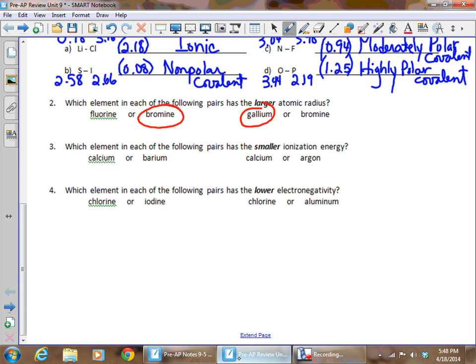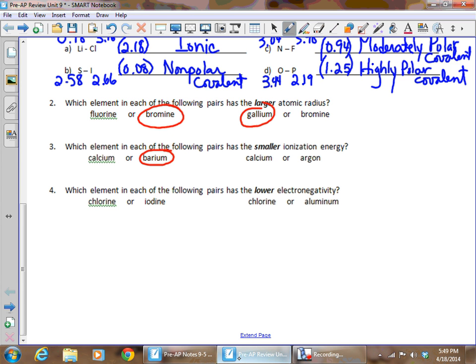Now I'm not going to flip back and forth, but which has the smaller ionization energy? Smaller ionization energy is going to end up, in this case, being barium. It's further down the chart. It's away from fluorine. Remember, focus on fluorine. And the closer you get to fluorine, the larger your ionization energy and electronegativity are. The further away you get, the smaller that value is.